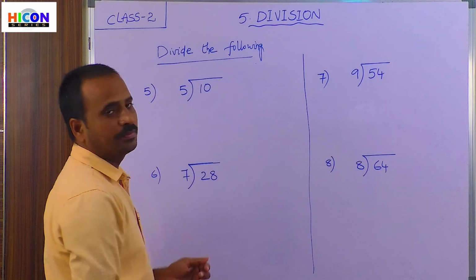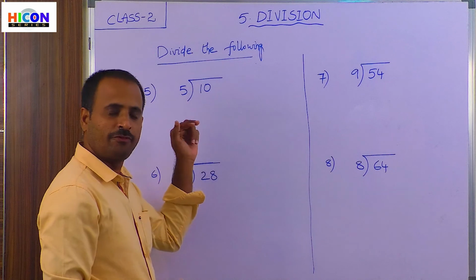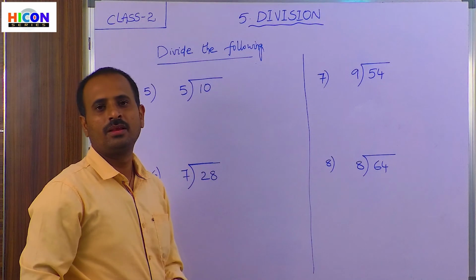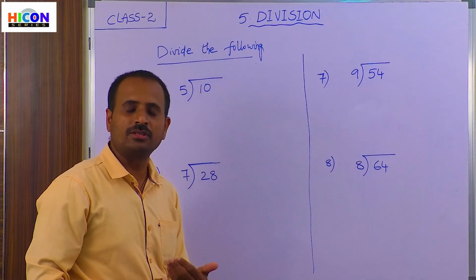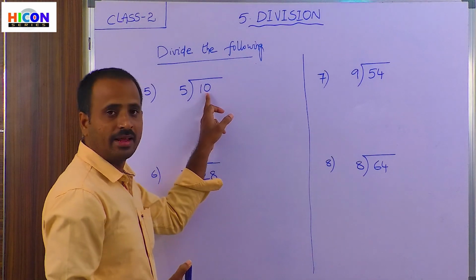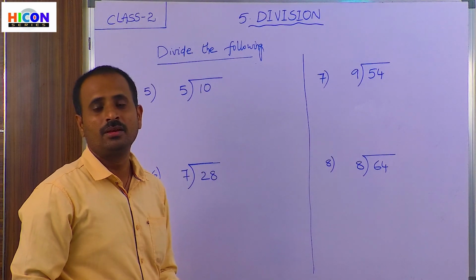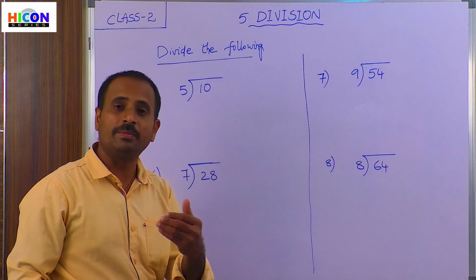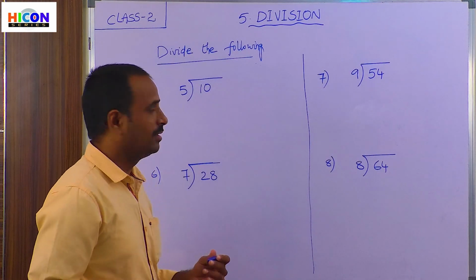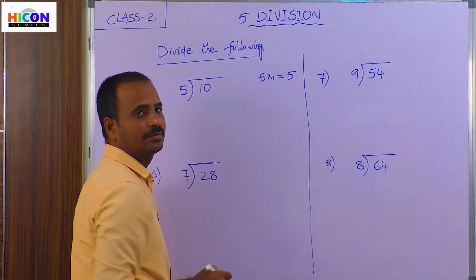Now see the fifth problem. Here, what is the divisor? The divisor is 5. What is the dividend here? The dividend is 10. Now start the division. How can we start the division? First, we have to find when the number 10 comes in the fifth table. That means we have to memorize or recall the fifth table. Let us recall the fifth table: 5 ones are 5.